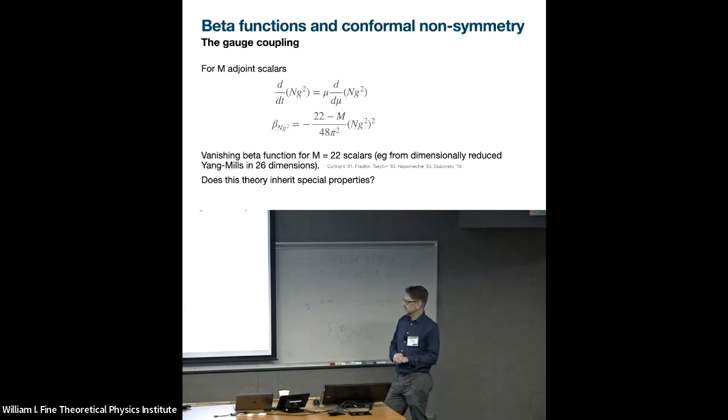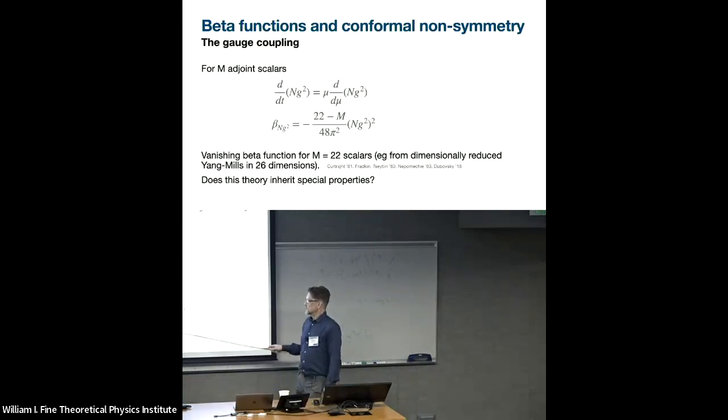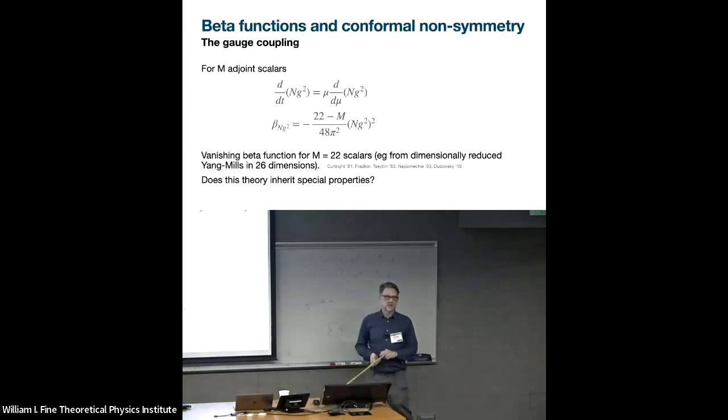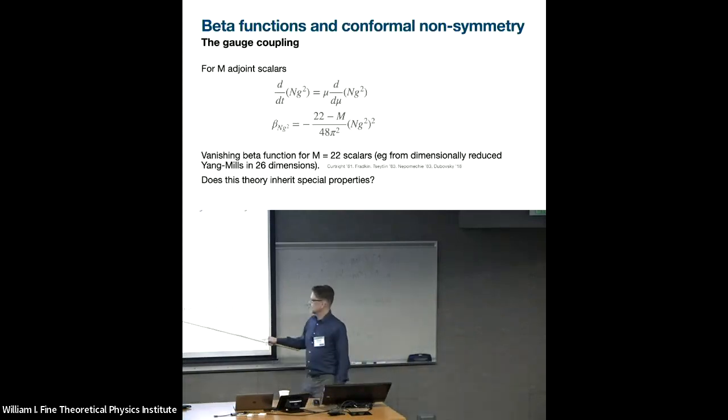What's curious about this is that 22 adjoint scalars is what you get from dimensional reduction of bosonic, just ordinary Yang-Mills in 26 dimensions. Of course, you don't really think that's a theory in 26 dimensions, but formally you could ask, what is this? Why would you start and get something, at least on one loop level, conformally invariant, the zero beta function? Why would you get that?